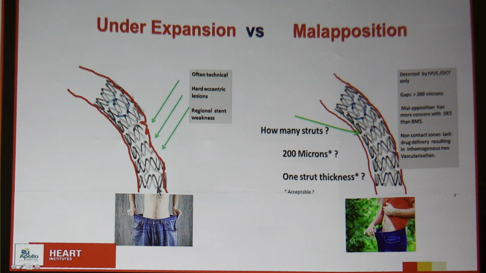Under-expansion is like this: your body is smaller, but you're wearing a large-size trouser. This is often a technical one, usually occurs in hard eccentric lesions, and there is a regional stent weakness. So you have to be very careful. And in malapposition, it is as if one side of your trouser is not fitting you. So you have to see how many struts, at least 200 micron. The gap should not be more than 200, and it's very easy to detect on OCT, but it can be detected also on IVUS very clearly.